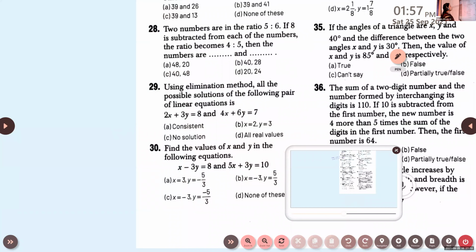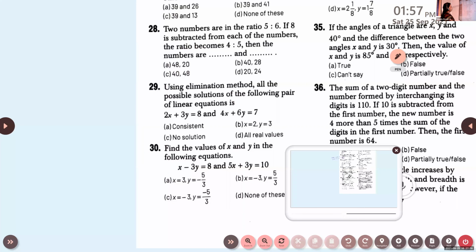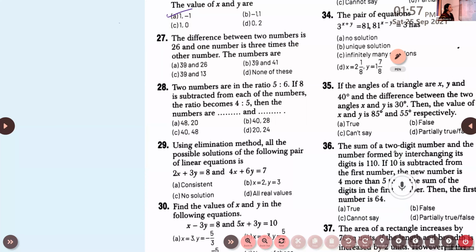Look at the next one. 28th one. Look at the 28th question. Two numbers are in the ratio 5:6. If 8 is subtracted from each of the numbers, it becomes 4:5. Then the numbers are, what will be the answer?